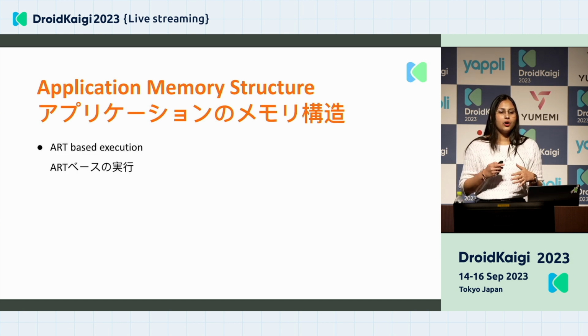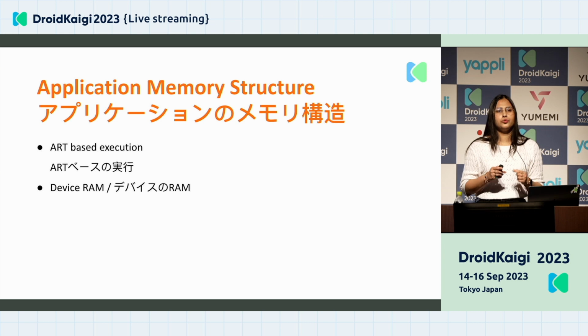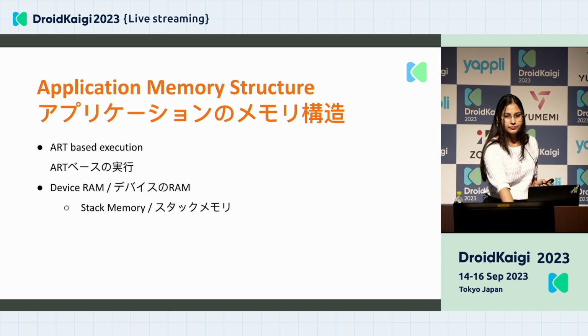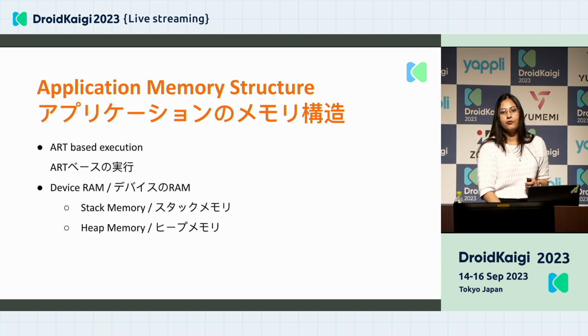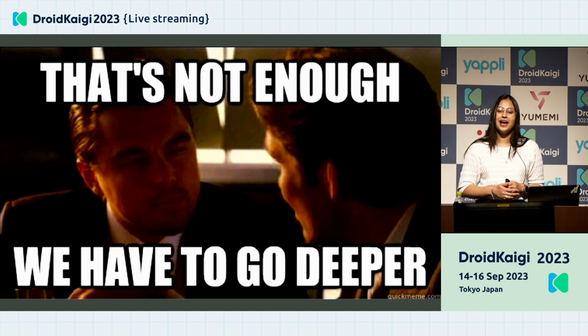Most of the apps on Android execute on top of Android Runtime, that is ART, which actually replaced Dalvik Virtual Machine, and they both share similarities with the Java Virtual Machine. ART uses two separate memory spaces to store the running application and its data. These memory spaces are stack and heap memory, which combined form a major chunk of your device RAM. But that's not enough. We have to go a bit deeper.